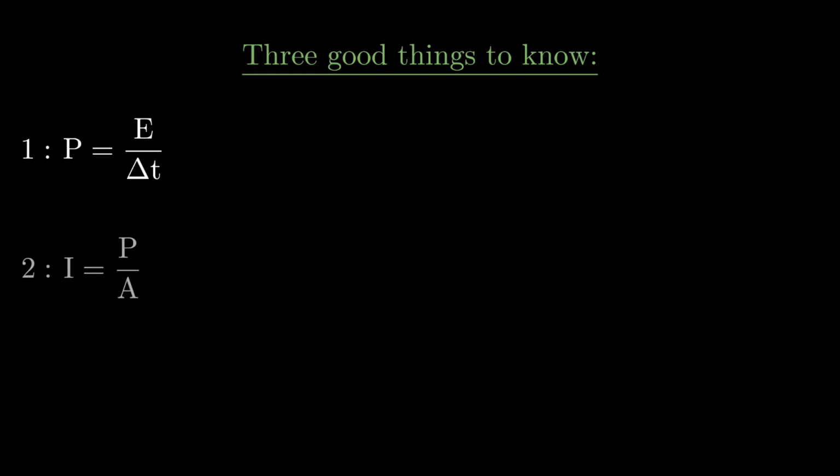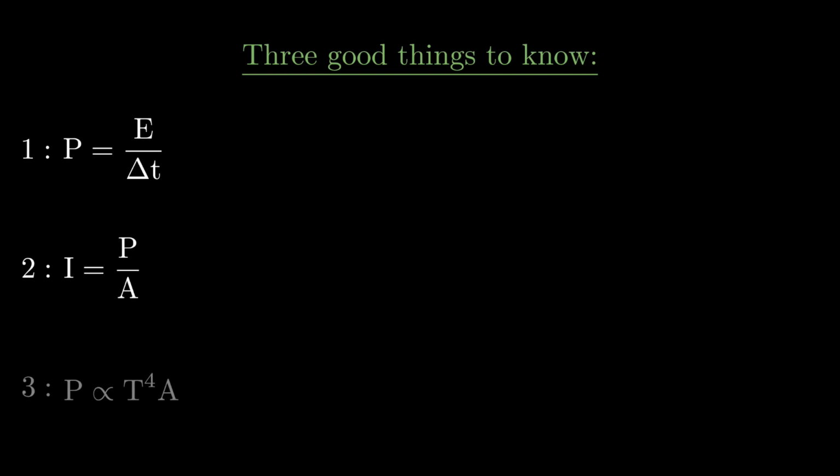Number 2, when I mention intensity, I'm referring to power per unit area. This is probably best understood as it relates to sound. When the source of a sound is far away from you, you perceive that sound to be quiet, because the power of the sound has diffused over a larger surface area in all directions.